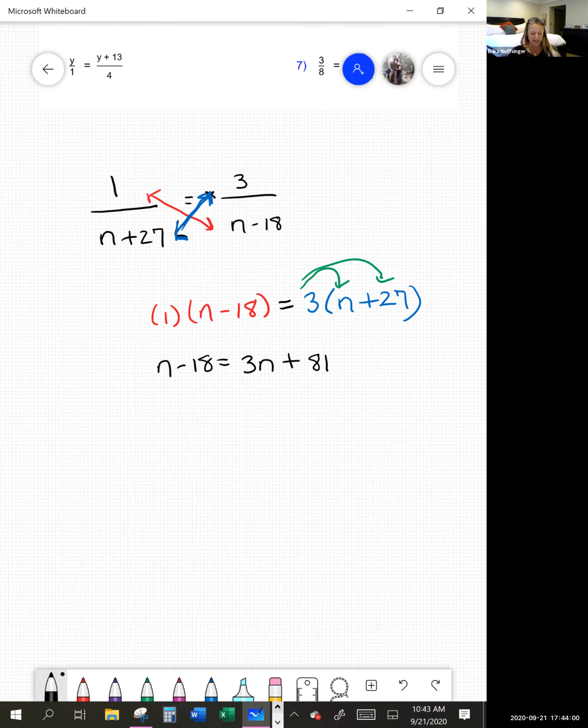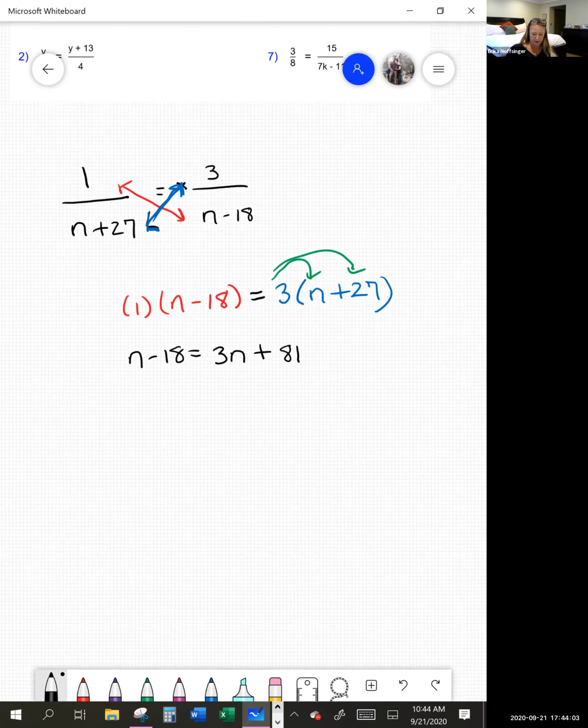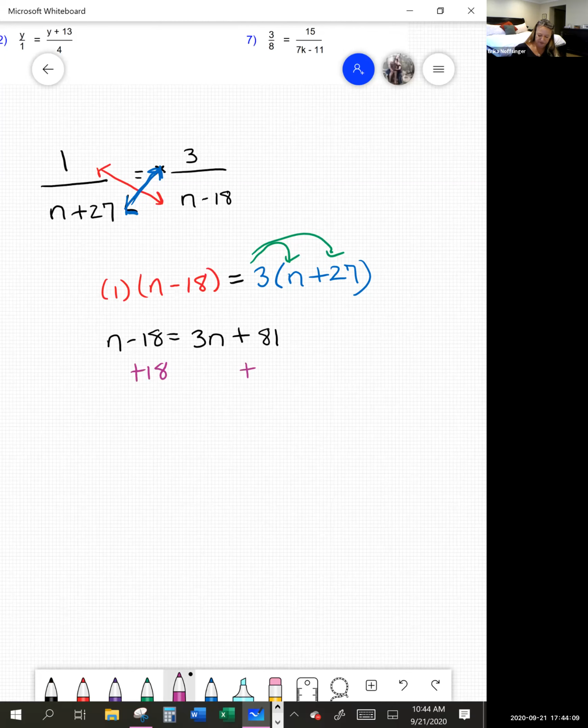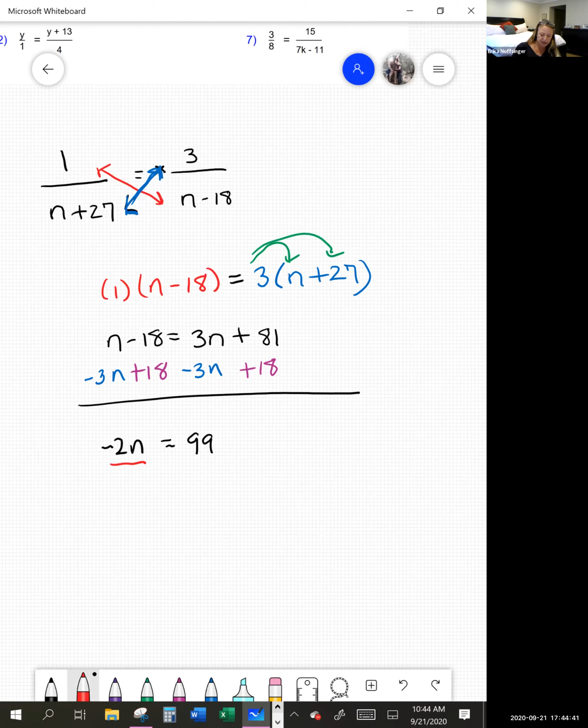So get variables to one side, constants to the other. So if we add 18 to both sides, and how about let's subtract 3n on both sides. So we have n minus 3n is negative 2n. 18's cancel, equals 81 plus 18. So that is 99. To get n by itself, you have -2 times n, so undo multiplication with division.